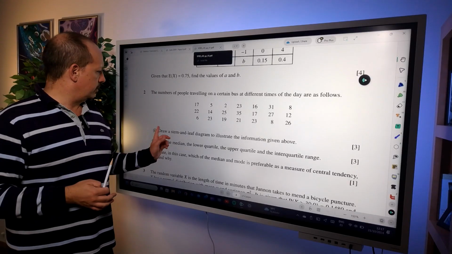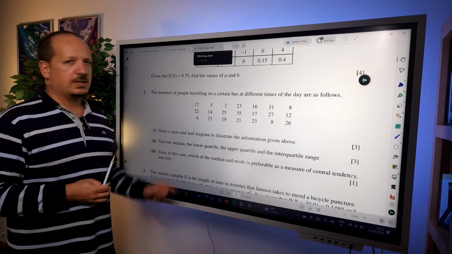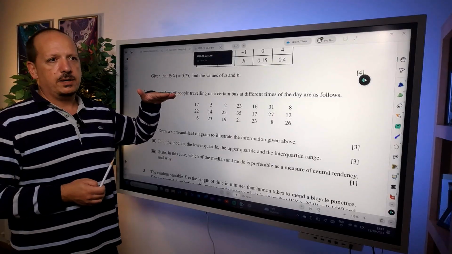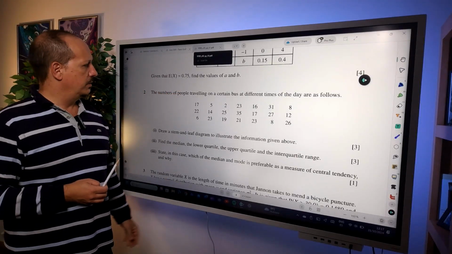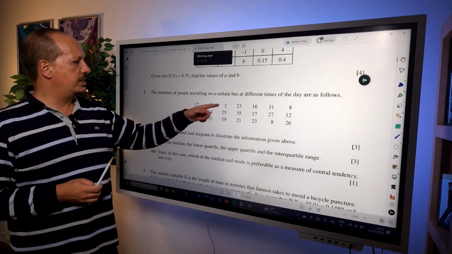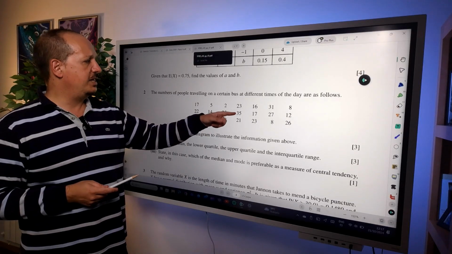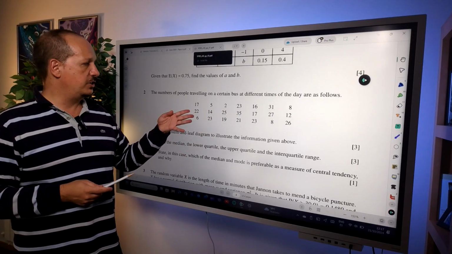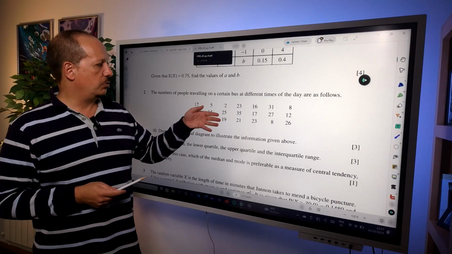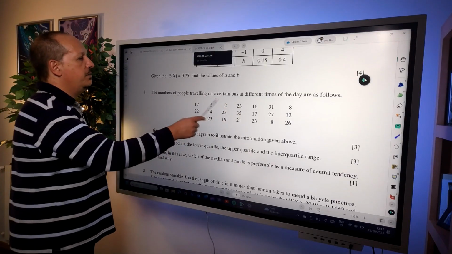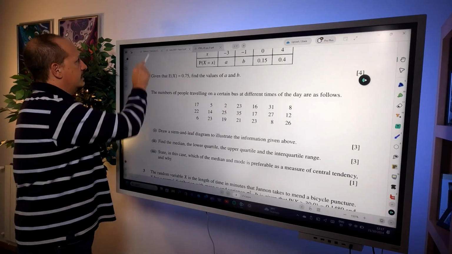Next step to get a stem and leaf diagram, you have to know how many branches you are going to have. So it ranges from the units until the 30s, so you have a total of 4 branches. And then for each one of these branches, you have the individual leaves, and you would have something like this.